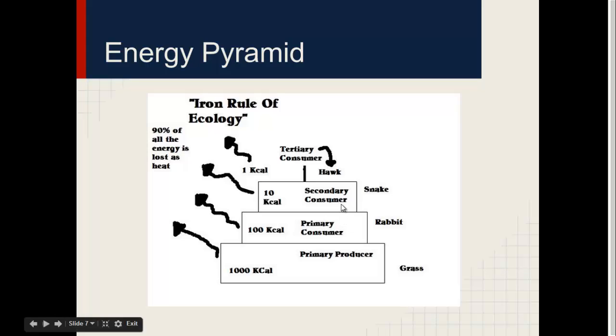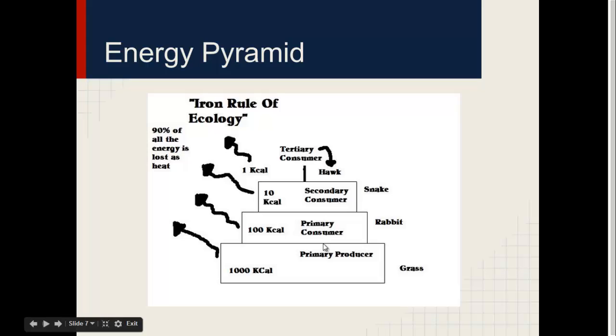And then the secondary consumer, in this case a snake coming to eat the rabbit, is only going to get 10% of those 100 calories, meaning 10 calories. And the third level consumer, the hawk, will also only get 10%, so there will only be 1 calorie of energy left for that hawk. Now this helps us also understand why you would have many fewer hawks in an ecosystem than rabbits.